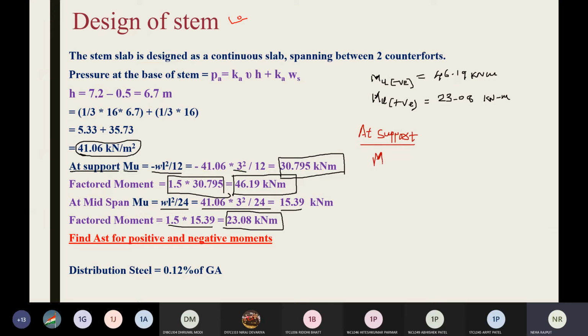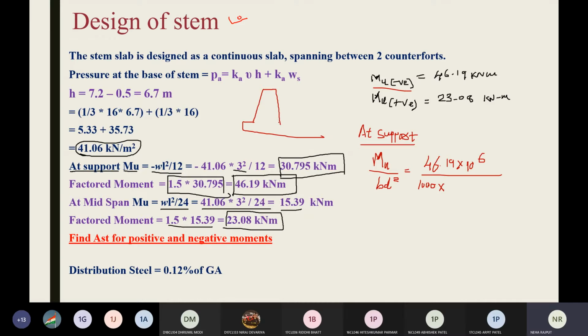Very first what you are going to do is you are finding Mu upon bd square. Right, and obviously you need to take at support the negative moment, so 46.19 into 10 raised to 6, divided by b is 1000 into small d. Now what is this small d? Small d is the thickness of the stem part.